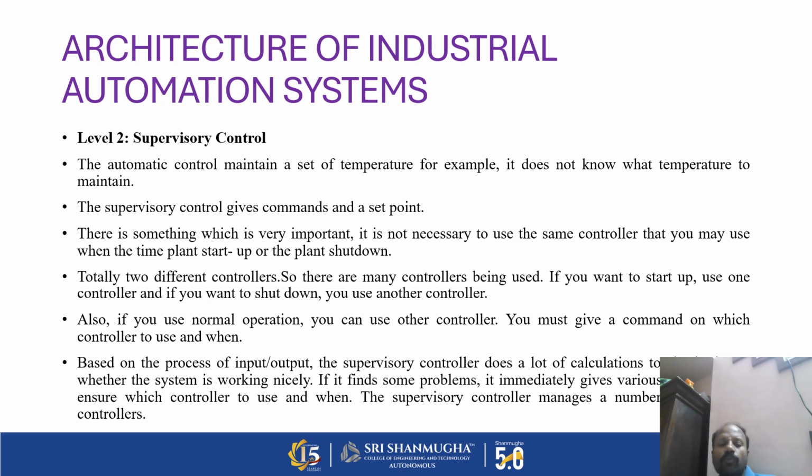If we want to start up, one controller can take care of that and another controller will take care of the shutdown process. For normal operation, we can use another controller also. So we give a command on which control to use, based on the process input and output. The supervisor does a lot of calculation on whether the system is working nicely or not. If it finds some problem, it gives various signals to ensure which control you use and when. The supervisory control manages a number of controllers.